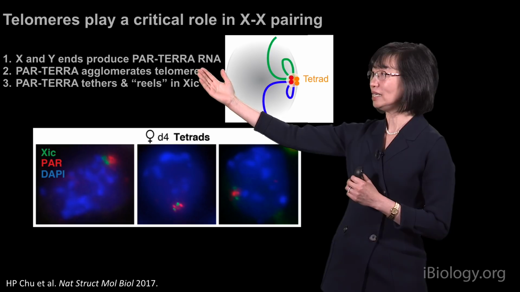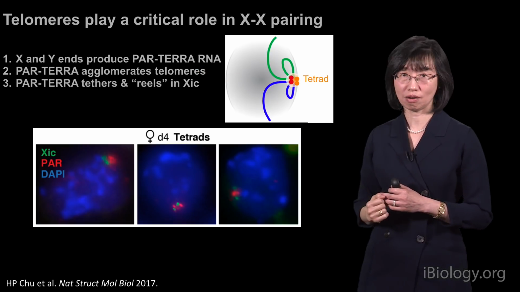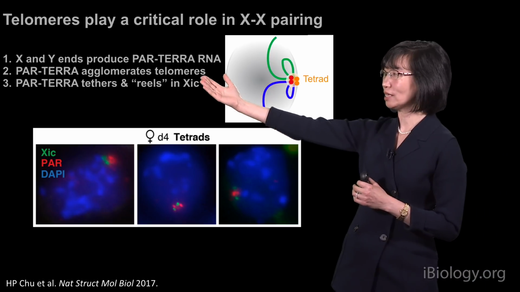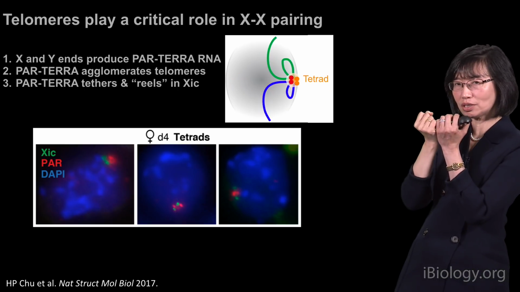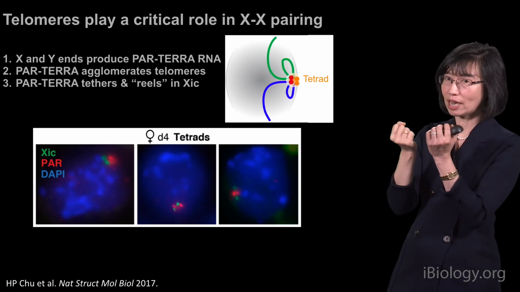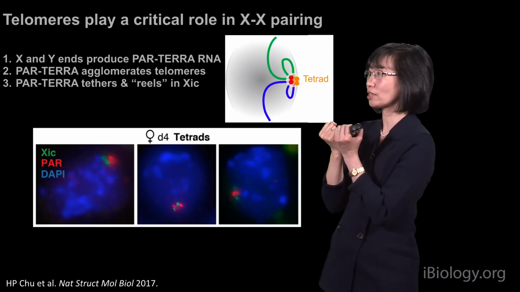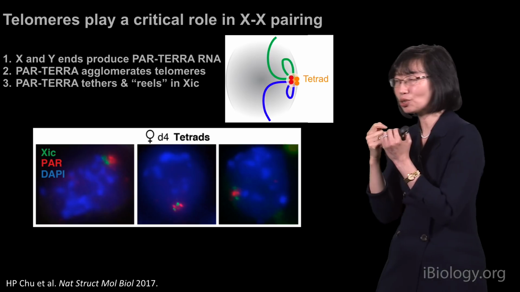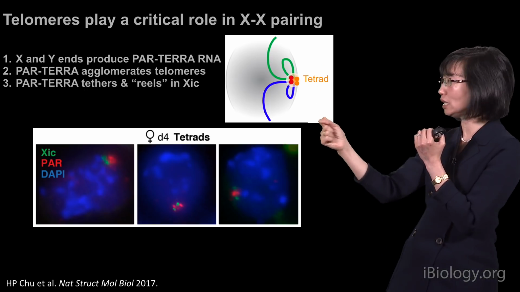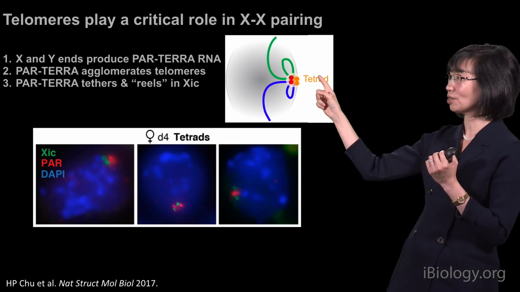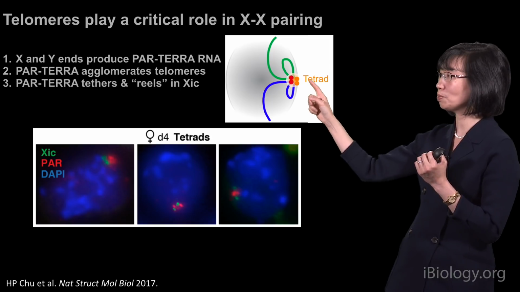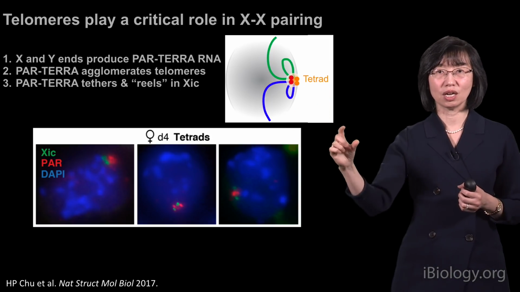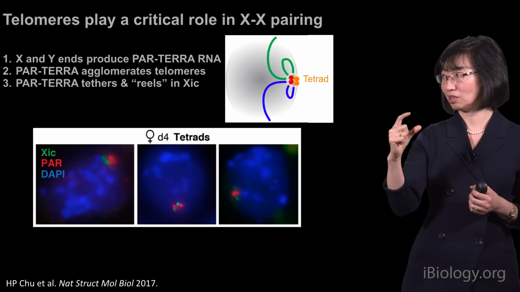produce a non-coding RNA called Partera. And Partera agglomerates. This RNA brings the two telomeres together, both X chromosomes and even the X and Y chromosome, bringing the two sex chromosomes together at the nuclear envelope. And then that RNA serves as a tether and reels in the X inactivation center so that pairing takes place within this tetrad of two telomeres and two inactivation centers.